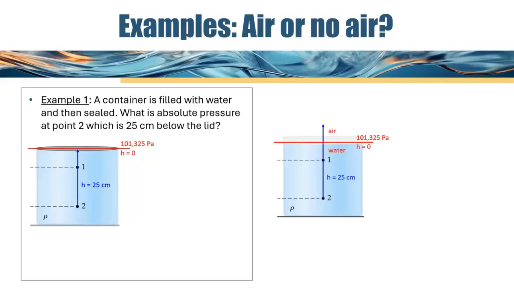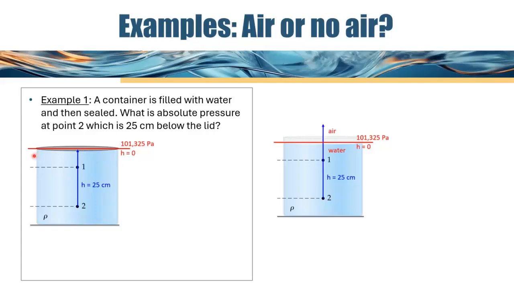So let's look at a couple of examples. In example 1, it says a container is completely filled with water and then sealed. What is the absolute pressure at point 2, which is 25 centimeters below the lid? So when you draw a picture and we have an equation that has an H in it, we need to define where H equals 0 is. H equals 0 doesn't have to be the ground. In this unit, it's going to be helpful to make H equals 0 to be sea level. That's going to be the location where atmospheric pressure is 101,325.